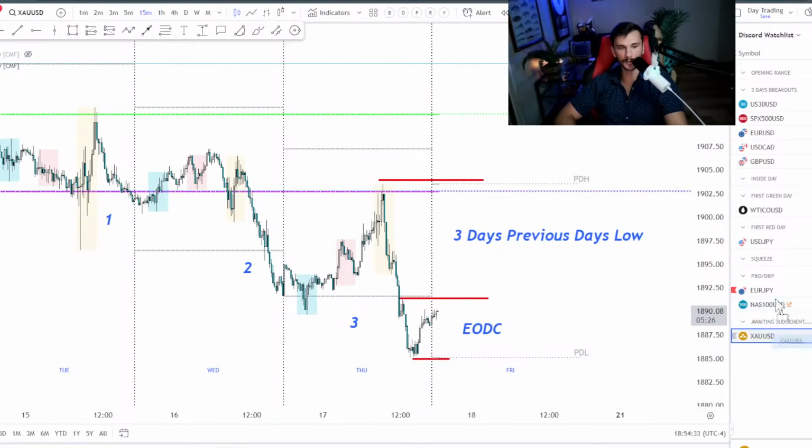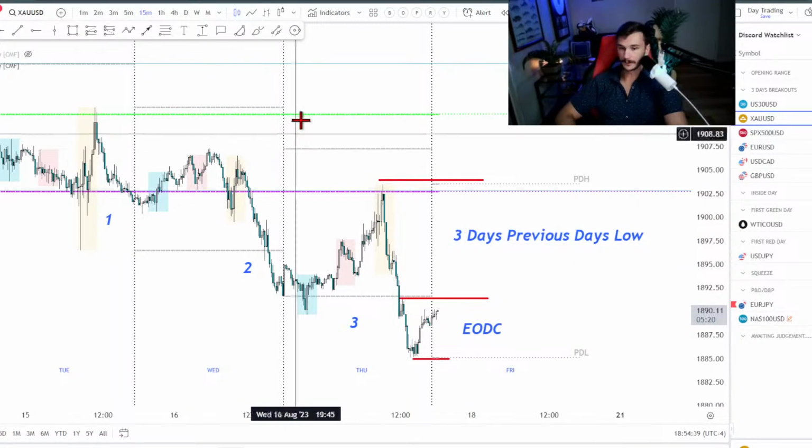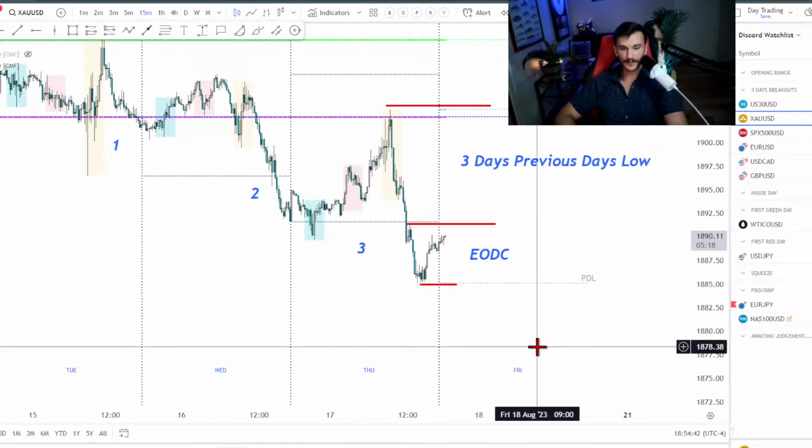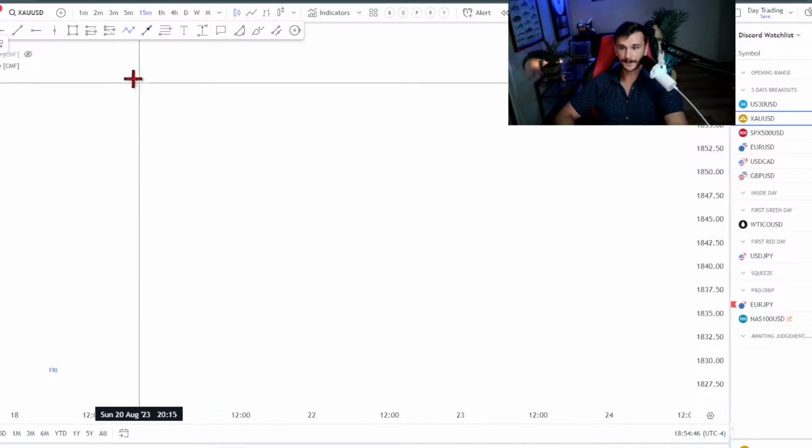All right, gold, I'm going to throw this up into the 3 days, previous days breakouts. And somebody had asked me about midnight in UK now. Goodness gracious. All right, someone asked me about risk management. I'm going to show you all not only my risk management, but also how I scale into trades.